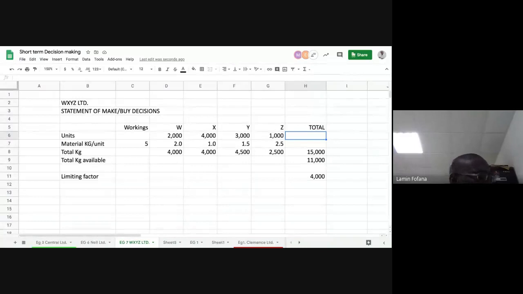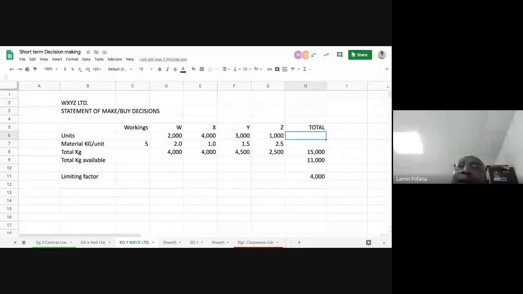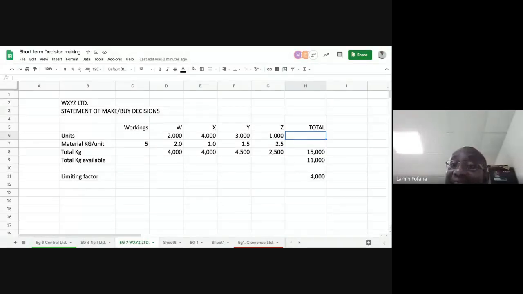So the next step should be to calculate our variable cost of making. We compare it to our variable cost of buying, and then we'll find the difference, the extra cost of buying. So those extra cost of buying should not be used as a yardstick to take decision when it comes to our optimal production plan, but the extra cost per scarce resource. Just like we use our contribution per scarce resource to take our optimal production plan decision. The same thing here, okay?